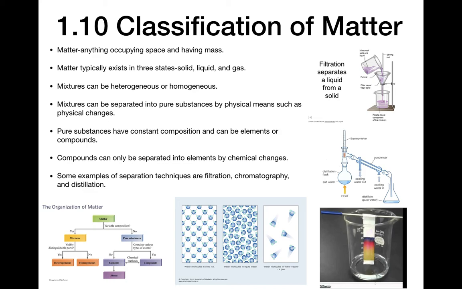Now, compounds can be broken down into elements. Compounds can be split into elements. You can split water into hydrogen and oxygen, but only by a chemical process. So it has to be a chemical change to separate a compound into elements. I cannot take water and make hydrogen and oxygen by using a physical technique. I have to use a chemical technique which changes the water into hydrogen and oxygen. Elements then break down to the most fundamental particle of matter, which is the atom.